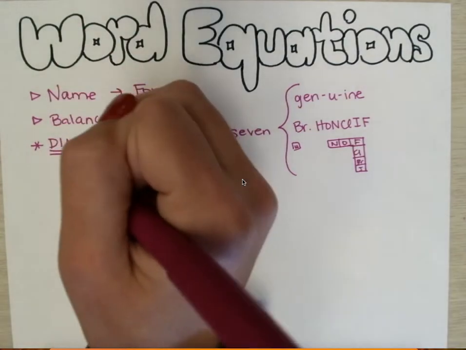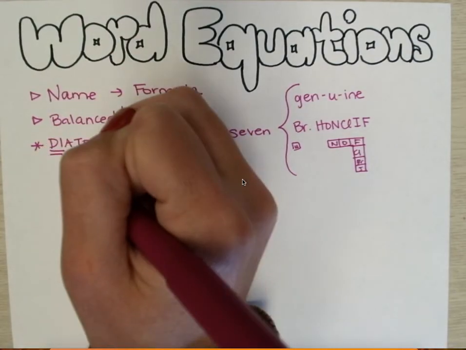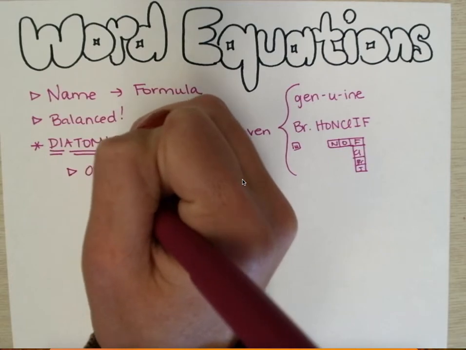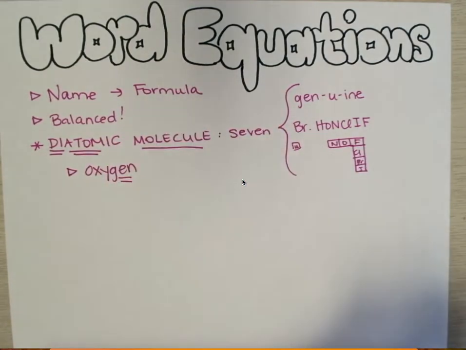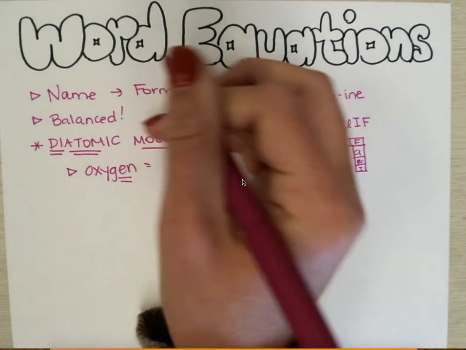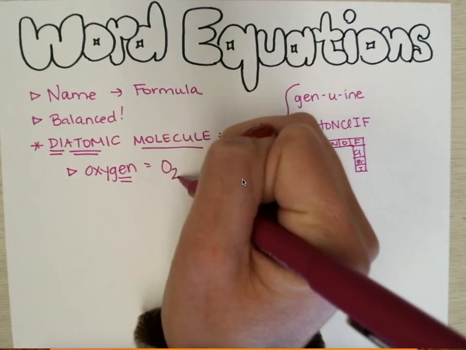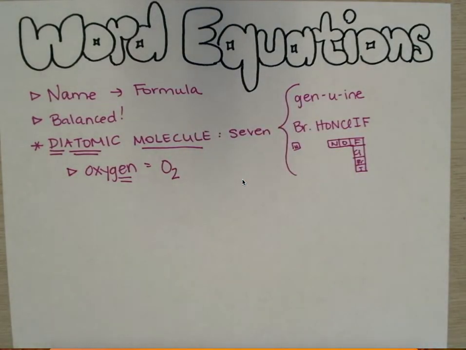Which means if I read the name oxygen, you have to recognize that it ends in "gen", that when I write my word equation, it has to be O2. Otherwise, it's just going to be incorrect on our balanced equations. So just be cautious. And so we're going to do a couple of examples of word equations here.